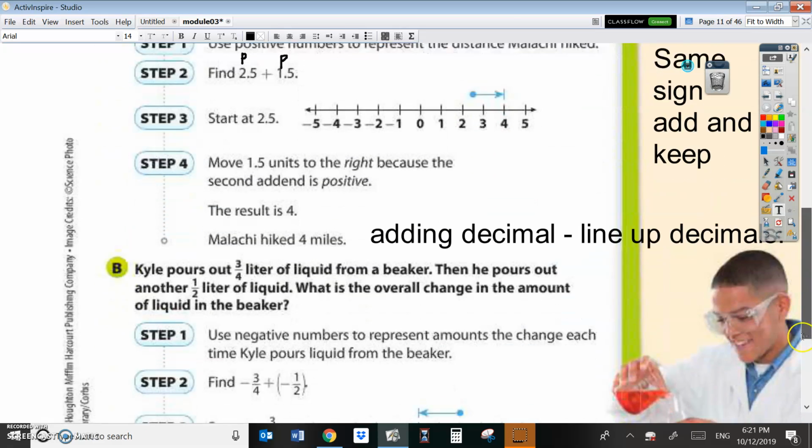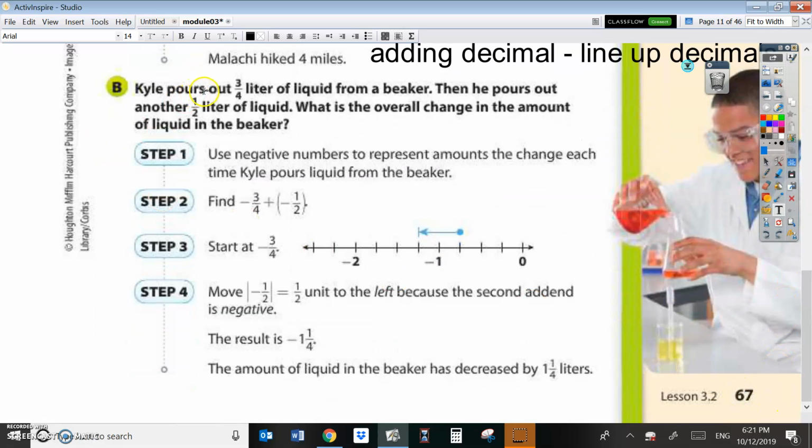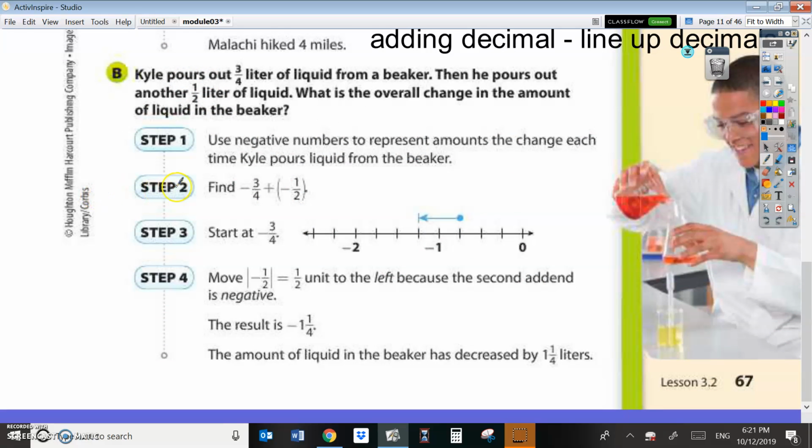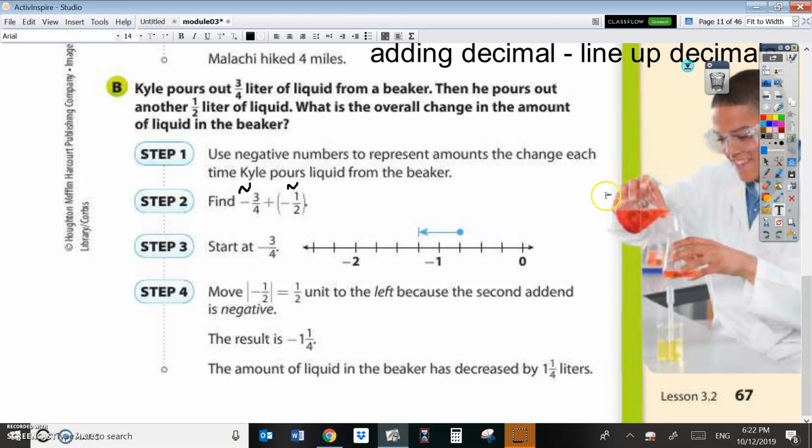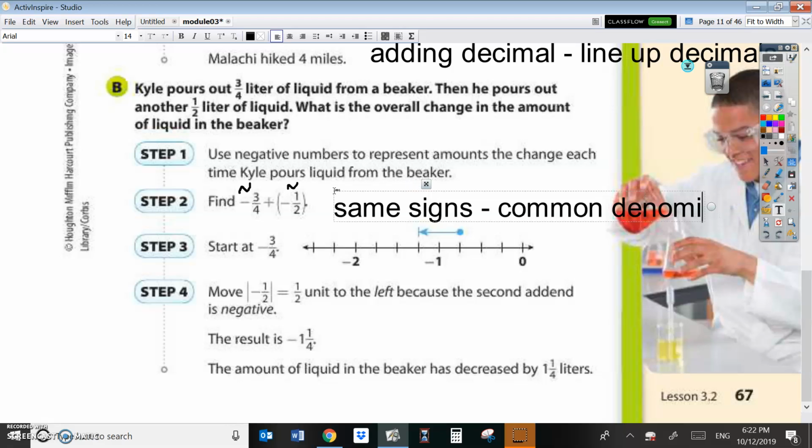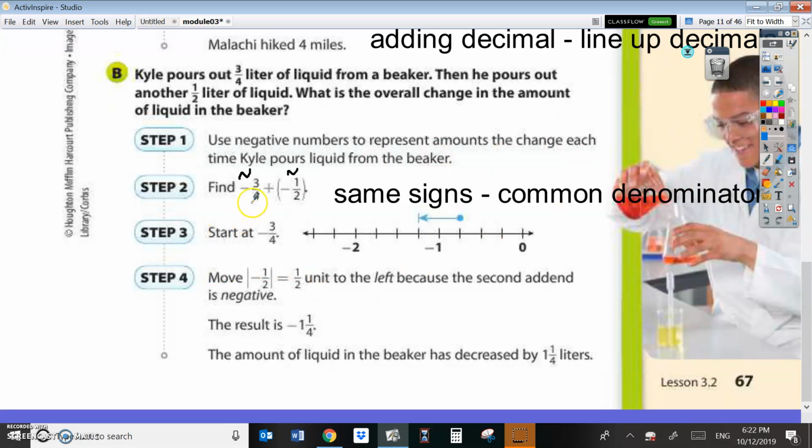So look down at this other example where they have fractions. It's negative here and negative here, so it is still same signs add and keep. But remember, fractions need a common denominator. And do these fractions have a common denominator? No. So you could use the number line to help you. Also remember that you need a common denominator when you're adding and subtracting fractions.